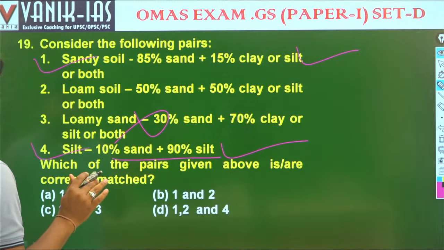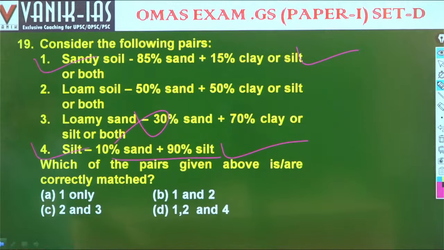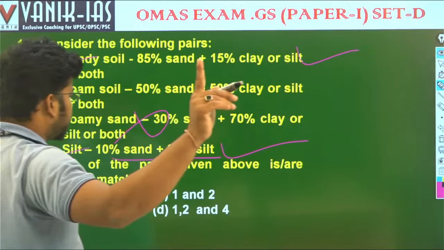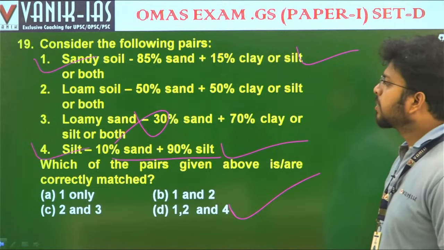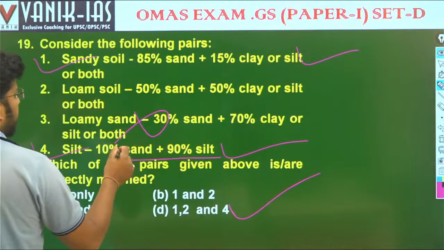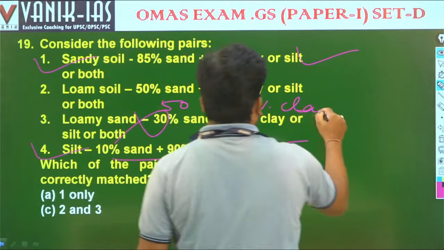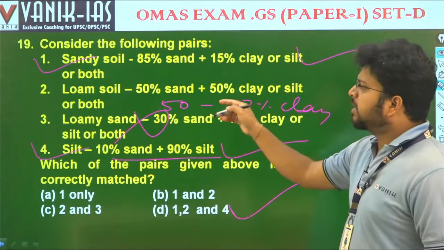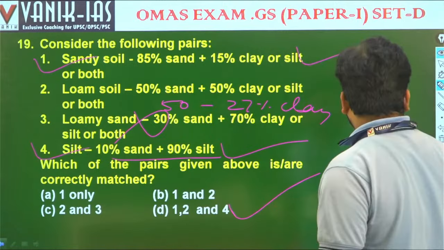So the question is, which are correctly matched. Okay, so 1 and 4 are right. Is there any option with 1 and 4? You may get confused with 2 and 3. If there is only one option where 1 and 4 are right, that is D. So D is the answer. And in loamy soil, actually 50% sand and 27% clay. This is the answer. But even if you don't know the right answer, just by observing the language you can say that 1 and 4 are right. So D is the answer.